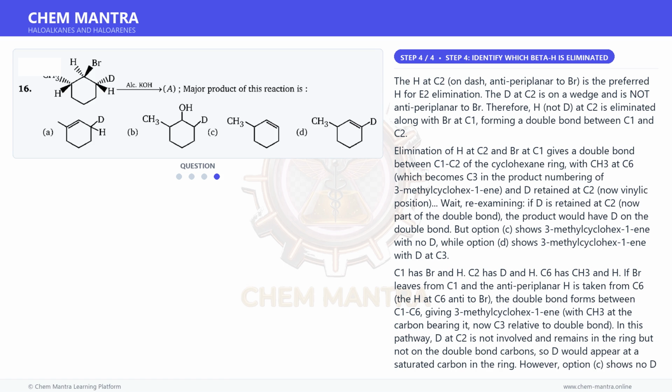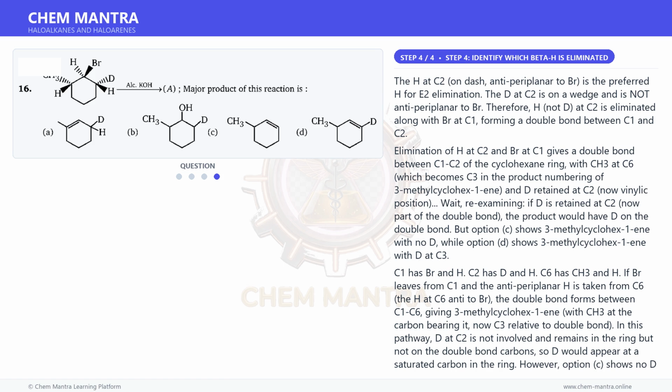If Br leaves from C1 and the anti-periplanar H is taken from C6, the H at C6 anti to Br, the double bond forms between C1, C6 giving 3-methylcyclohex-1-ene, with CH3 at the carbon bearing it, now C3 relative to the double bond. In this pathway, D at C2 is not involved and remains in the ring but not on the double bond carbons, so D would appear at a saturated carbon in the ring. However, option C shows no D label at all, suggesting D is absent or on a vinylic carbon not shown.